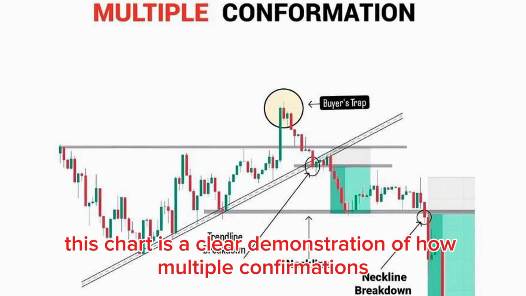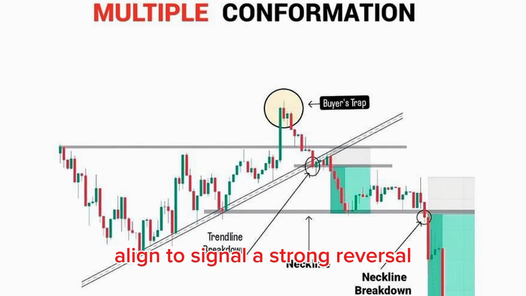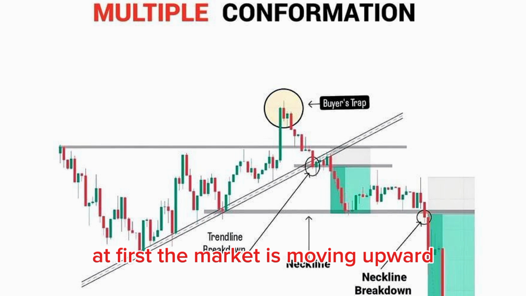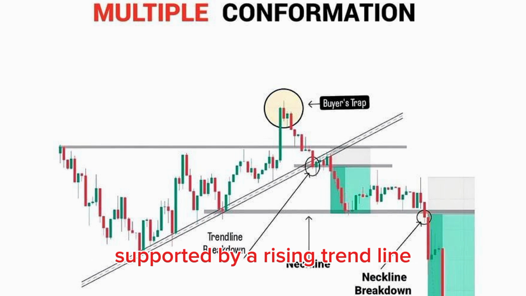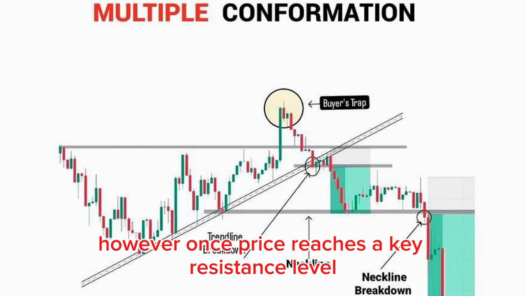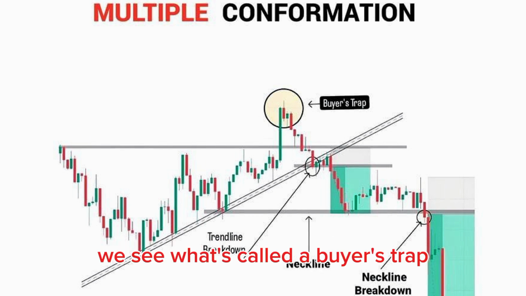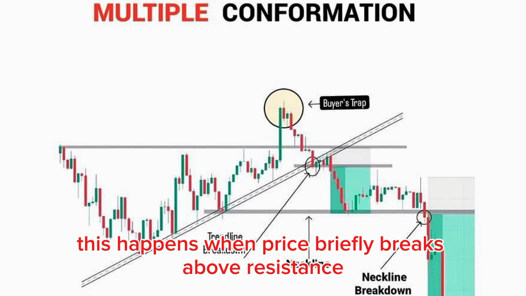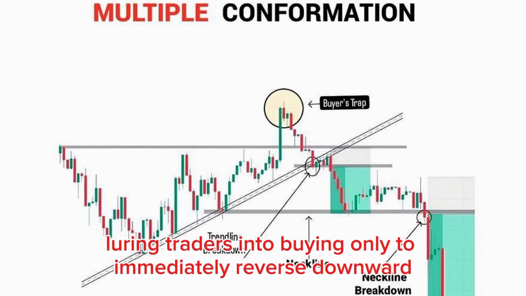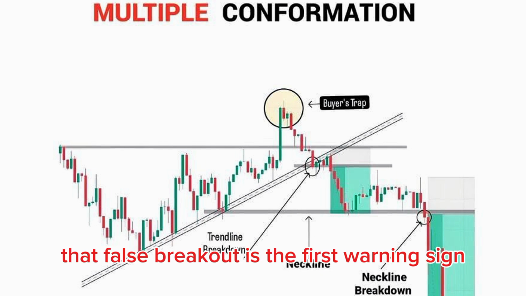This chart is a clear demonstration of how multiple confirmations align to signal a strong reversal. At first, the market is moving upward, supported by a rising trend line. However, once price reaches a key resistance level, we see what's called a buyer's trap. This happens when price briefly breaks above resistance, luring traders into buying, only to immediately reverse downward. That false breakout is the first warning sign.